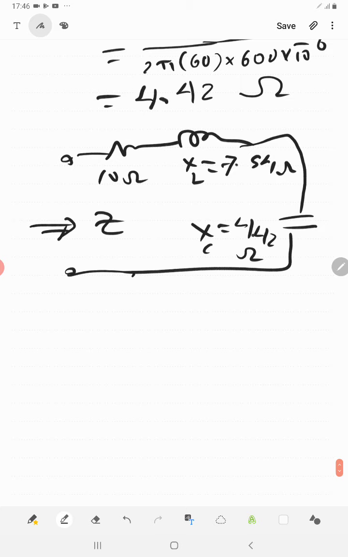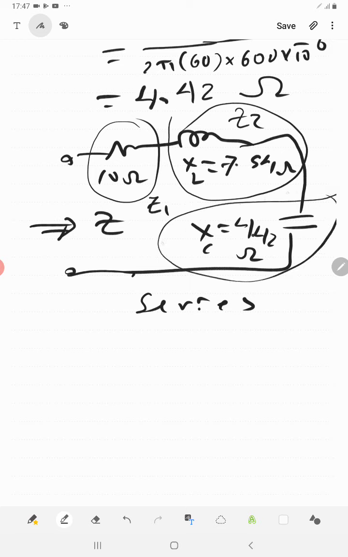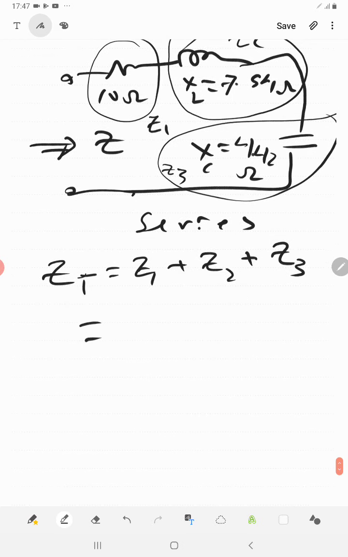Now, since it is a series circuit, the total impedance is the sum of the impedances. Let's say this is Z1, this is Z2, and this is Z3. So Z total is equal to Z1 plus Z2 plus Z3. What is Z1? It's 10 ohms. It's the resistance, because in a resistance both V and I are in phase. V is in phase with I in case of resistance.